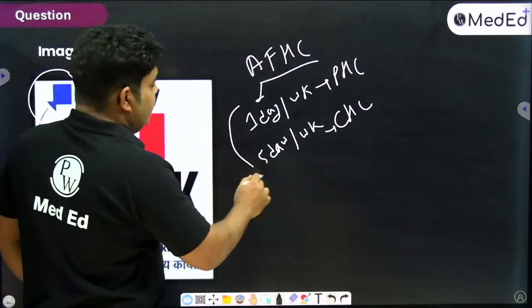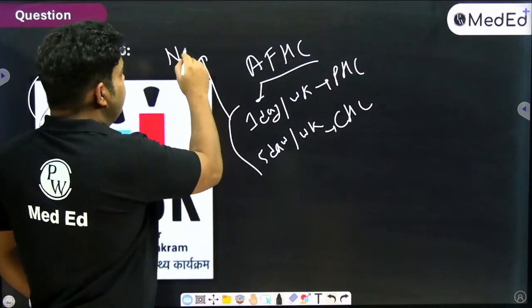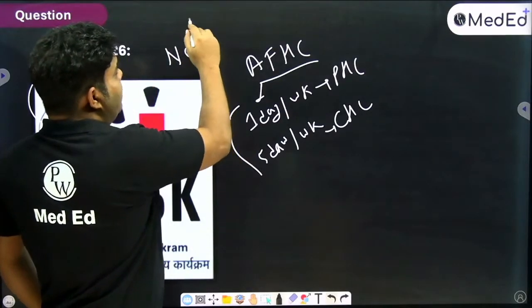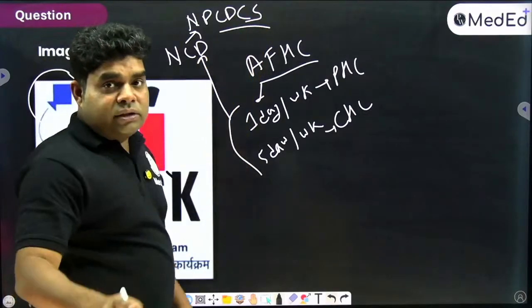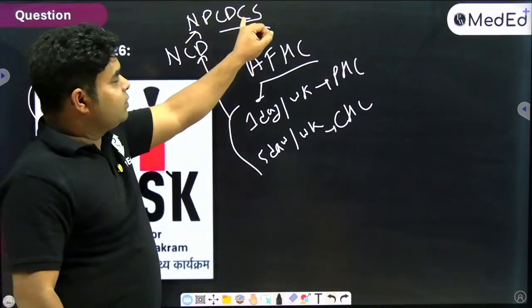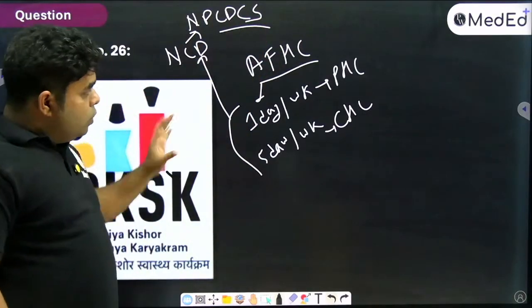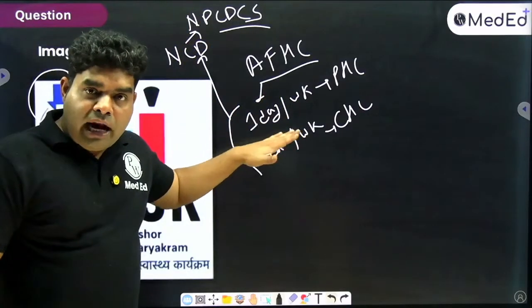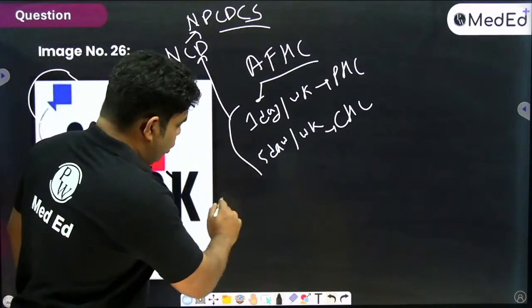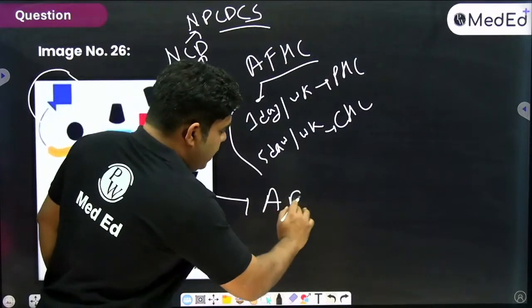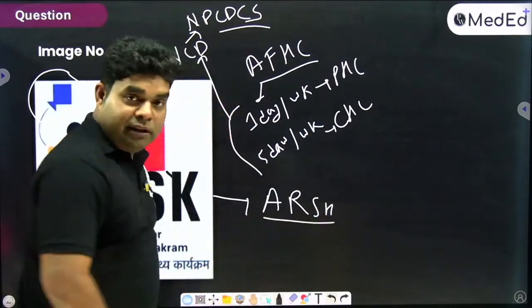Old age OPD, NCD OPD is also there. NCD OPD comes under which program? NPCDCS. We will show you the logo. CDCS is cancer, diabetes, cardiovascular disease, stroke. So in both these programs, 1 day per week at PHC, 5 days per week at CHC. Then RKSK also has one more thing, ARSH, adolescent reproductive and sexual health.